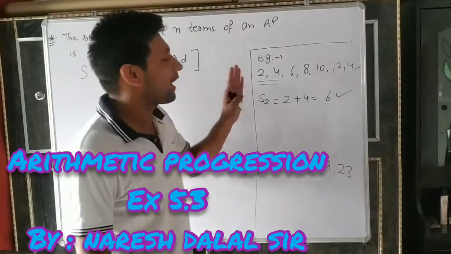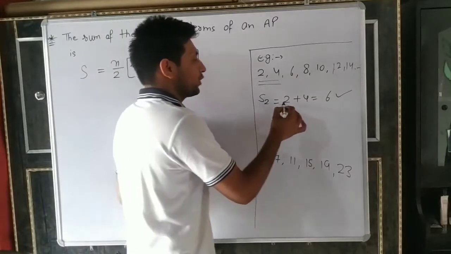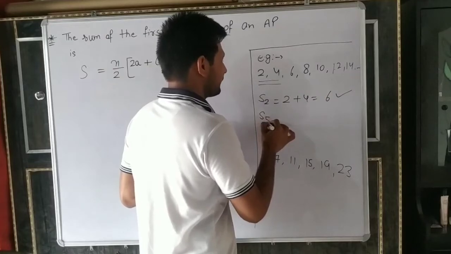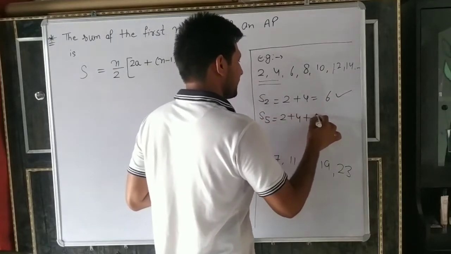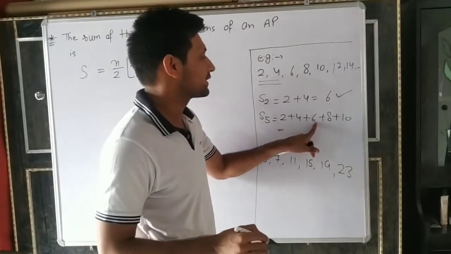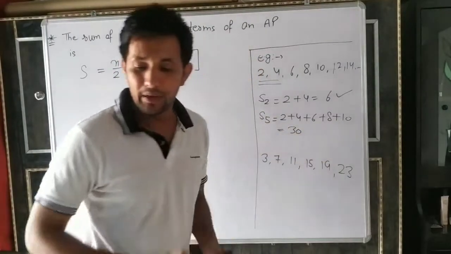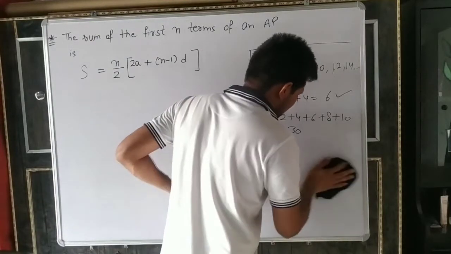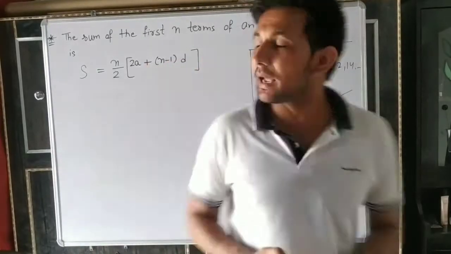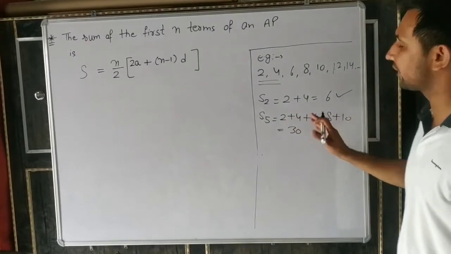So the examiner asks to find the sum of two terms. How can we find it? The first two terms, we can add 2 plus 4, which is 6. Next is the sum of the first 5 terms: 2 plus 4 plus 6 plus 8 plus 10. So 2 plus 4 is 6, 6 plus 6 is 12, 12 plus 8 is 20, 20 plus 10 is 30. If we add each term separately, 2 plus 4 plus 6 plus 8 plus 10 equals 30.